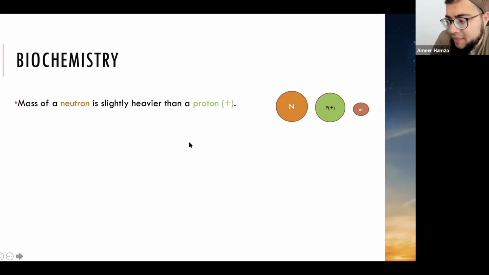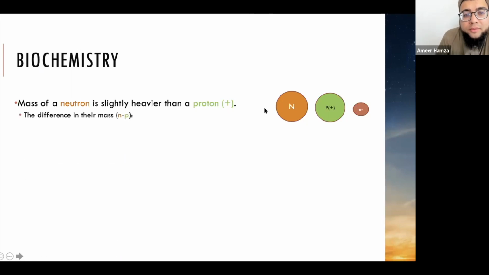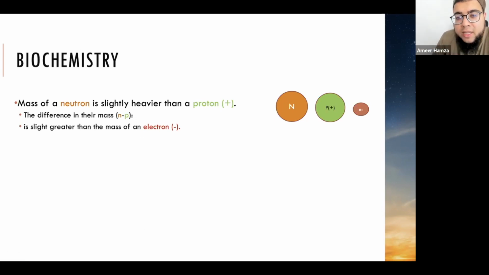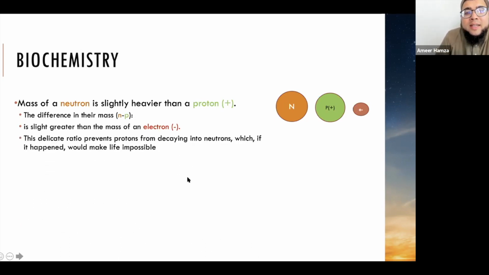So we know now, scientifically, mass of a neutron is slightly heavier than a proton. And hopefully you can see that in the picture, where the circle of N is a little bit bigger than P. We also know, check this out, the difference in their mass, like when you subtract the mass of a neutron and a proton, the difference in their mass is slightly bigger than that of an electron. Now, why am I telling you all this? Why am I boring you with this? This delicate ratio prevents protons from decaying into neutrons, which if it happened, would make life impossible. The ratio of protons and neutrons is actually very, very strategic. And these are facts that we are learning just now.